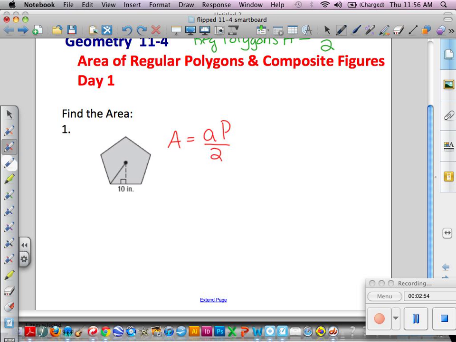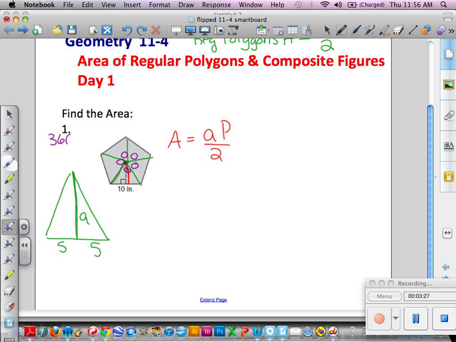So I need my apothem, which is identified right there. So I'm going to do what we did in class. I'm still going to go and make my triangles. I'm going to pull one of the triangles out just like I did in class. I'm going to have to find the height of that triangle, which is my A. Each side, 10 is the base, so each half side is going to be 5. We did this in class too. We had to find that central angle.